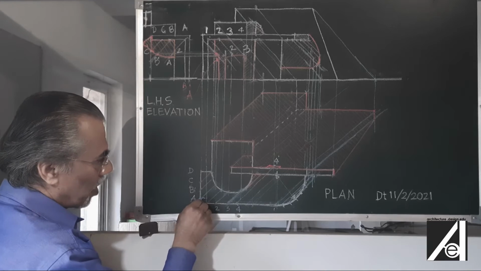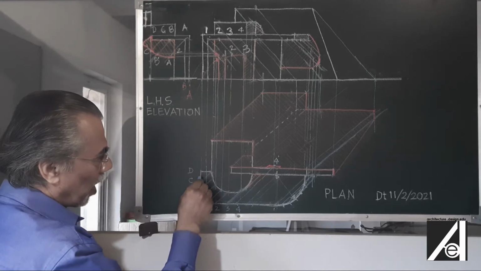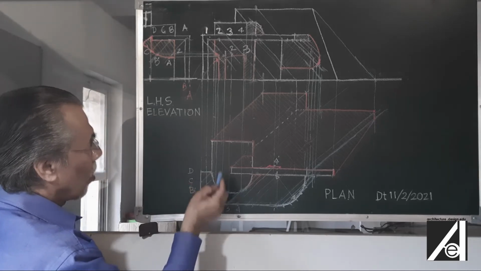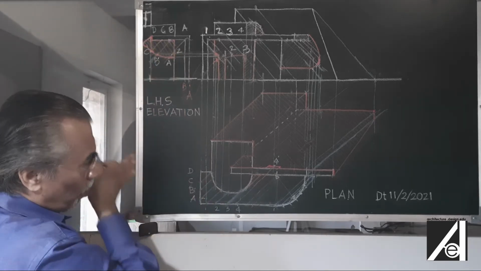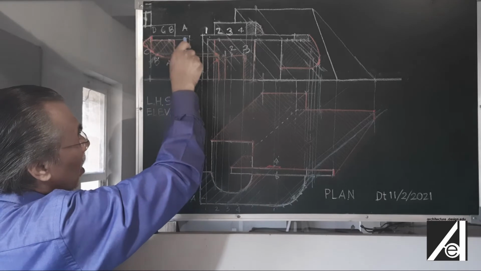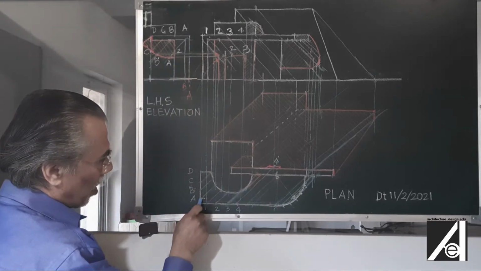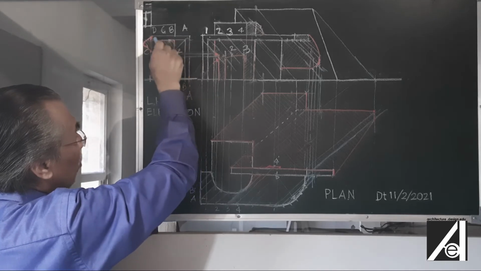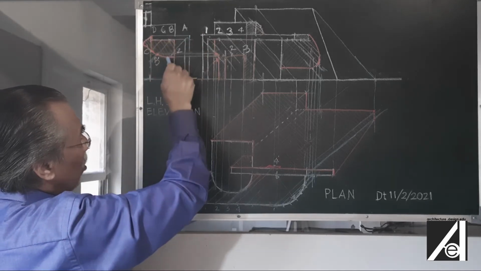So here A is already there. I take B, C, and D is here only. For this, I draw a side elevation looking from this side, and then here I look at this A, which is this one, B, C, and D. So B, C, and D, these points I have taken. Then A I have projected here.